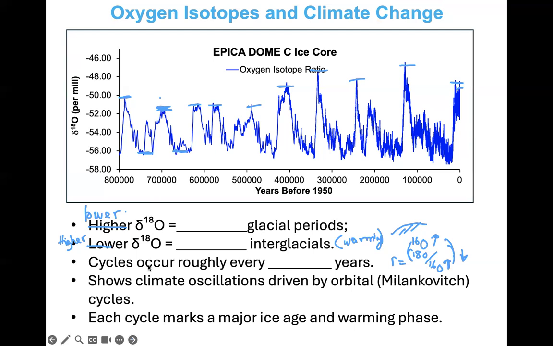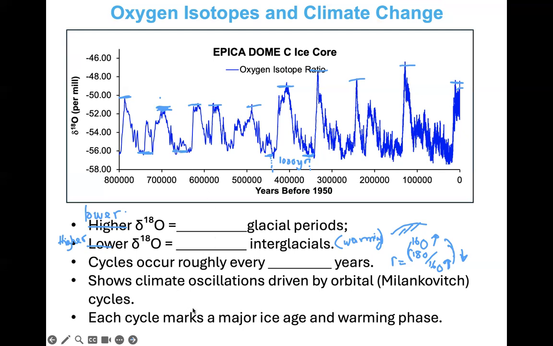So cycles occur roughly every how many years? If you count, for example, two cool times, this one and this one, the cycle between one cold time and another cold time is about 1,000 years, approximately. So between each cycle, we have 1,000 years.